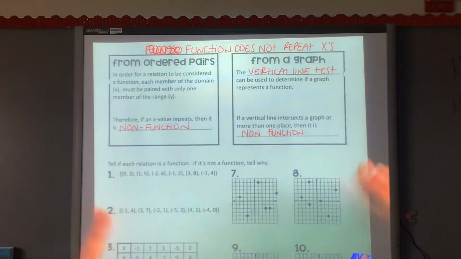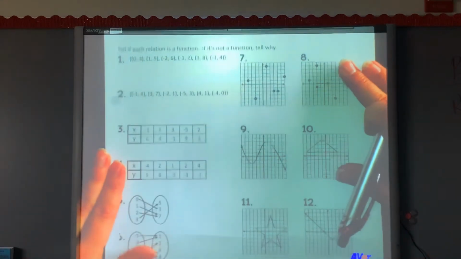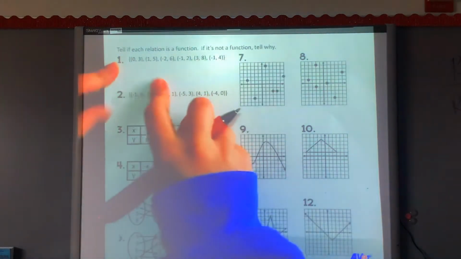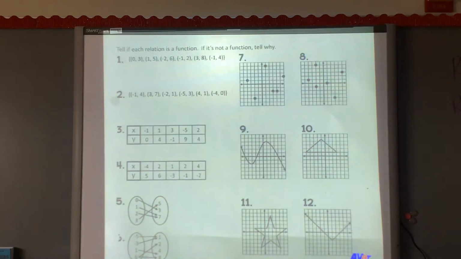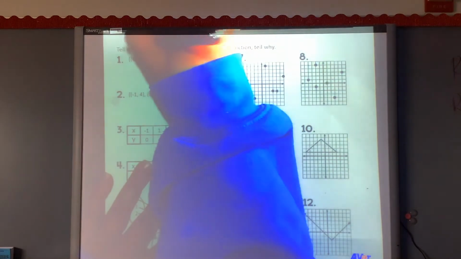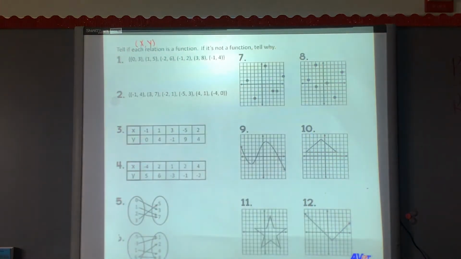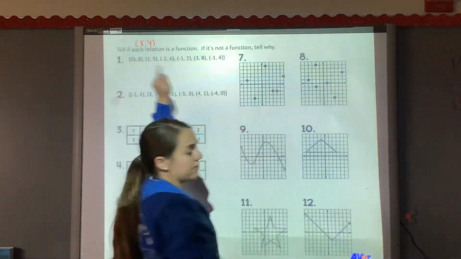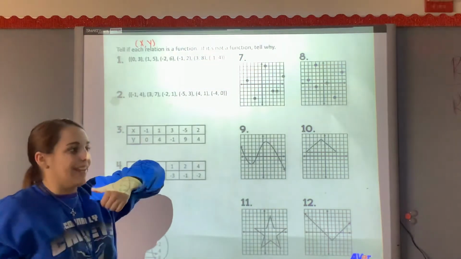All right, let's look at these examples to help us realize what we're talking about here. So number 1 and number 2 are both a list of coordinates. Remember, coordinates all have an x value and a y value. That's how they're listed. It's as if they were plotting points on a graph.